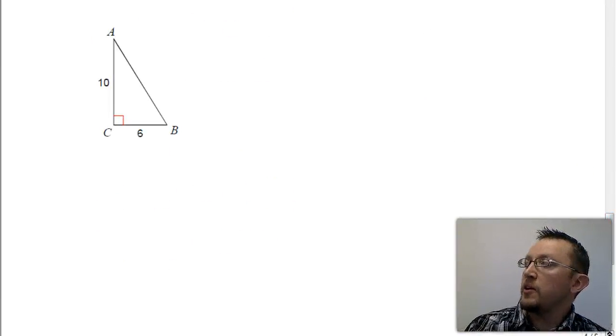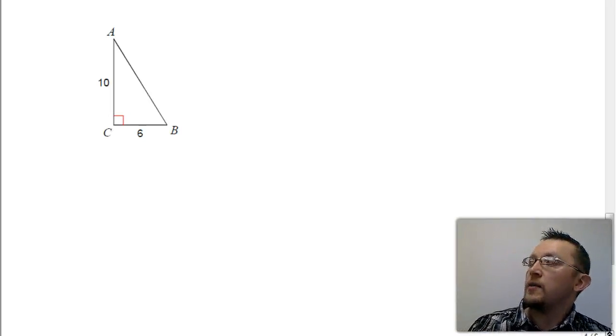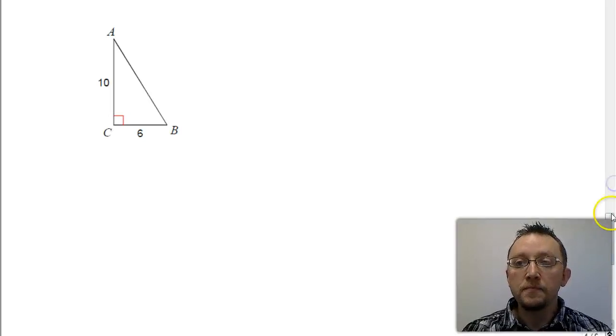This is an example of a right triangle where we're given only two sides, and in order to solve this triangle, I'd want to find out the measures of the other two angles, angle A and angle B, and how to find that measure of the hypotenuse. So that's what we're going to be looking at. But first, let's talk about those trigonometric ratios again.